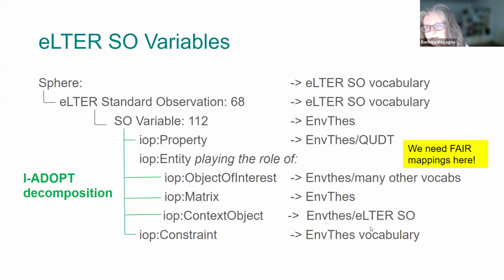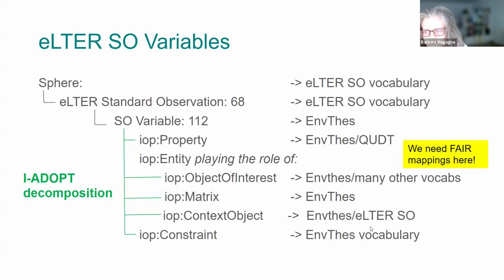You see here that we are using the ELTER SO vocabulary for the spheres, as also for the standard observation. For the variables, the ENFTES. And for property, we are using ENFTES and QDT. We are using ENFTES also for constraints and for the matrix, but for the object of interest, we are using many other vocabularies. And the context object for the ELTER SO variables is really reusing the spheres, for example, from the ELTER SO vocabulary, mostly.